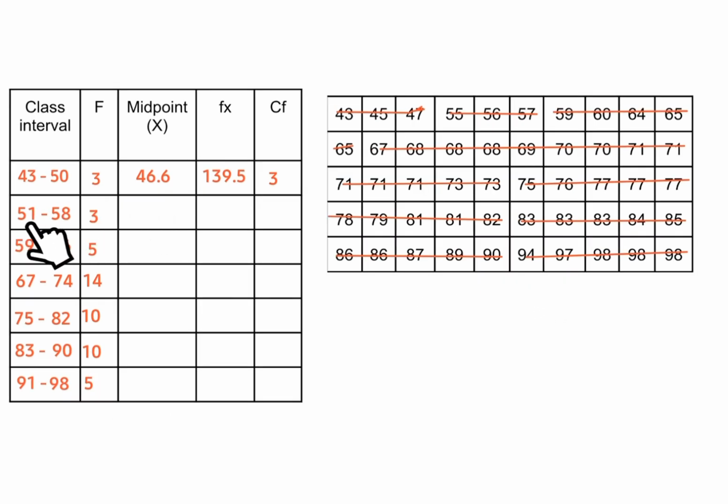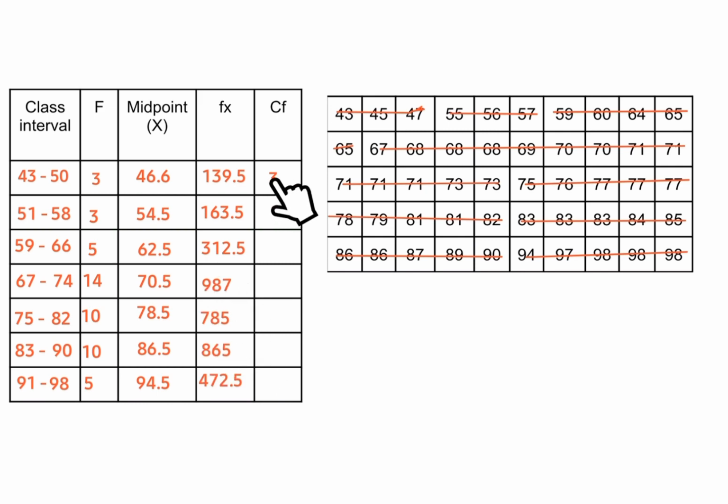The midpoint for this class becomes 51 plus 58 divided by 2. 51 plus 58 gives 109, divided by 2 is 54.5. We apply the same principle to get the rest of the midpoints. FX simply means frequency multiplied by midpoint. So here we have 3 times 54.5, 5 times 62.5. So we'll fill up the rest of the columns by applying the same principle.